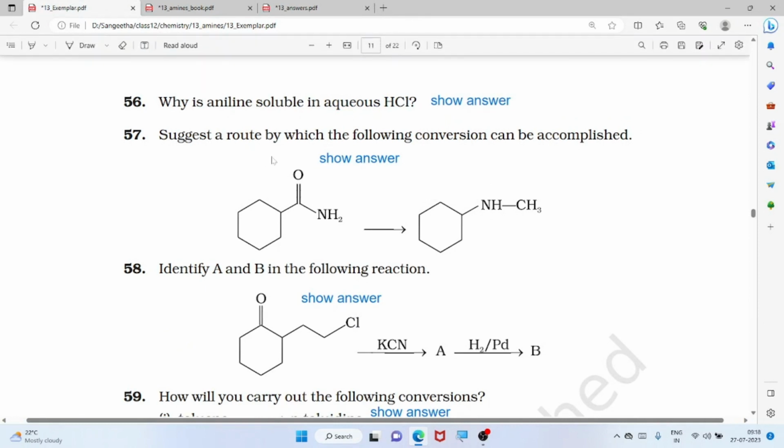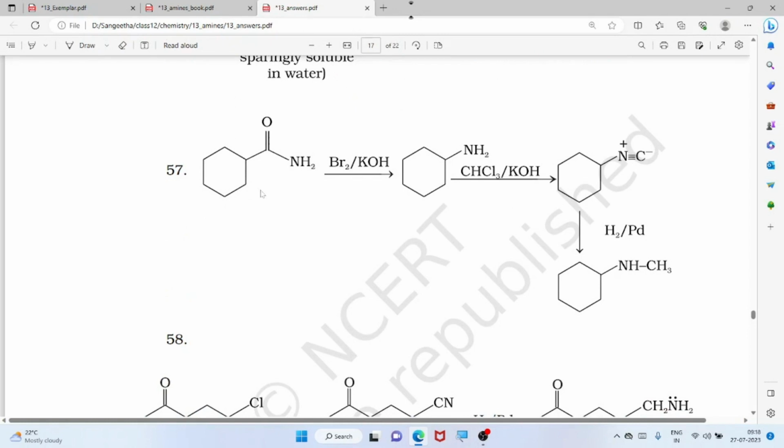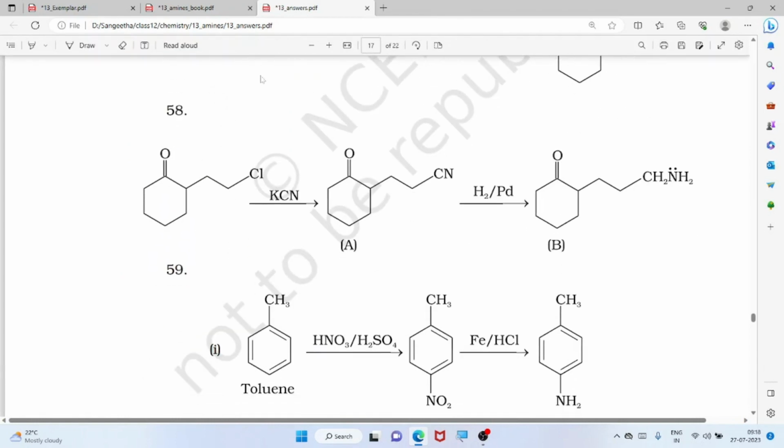Suggest a route by which the following conversion can be accomplished. Okay, this is adding bromine, then on reduction, adding this compound. Identify the A and B in the following reaction. This one is A and this is B. See, after this reduction, this is coming.